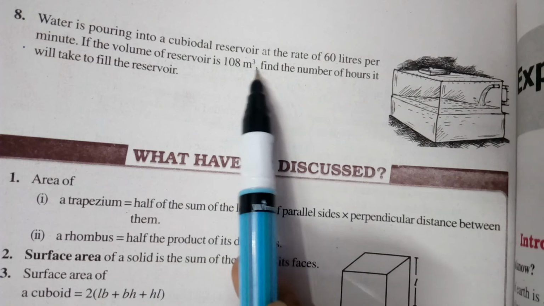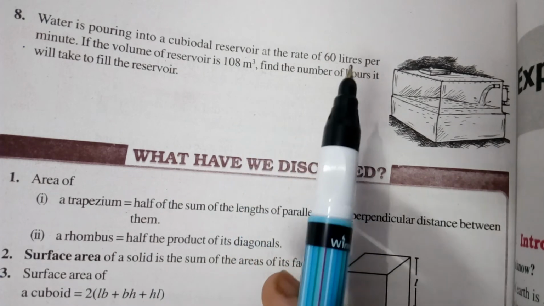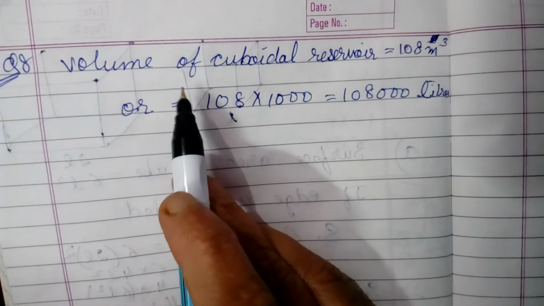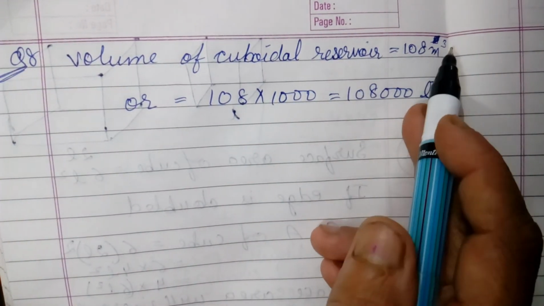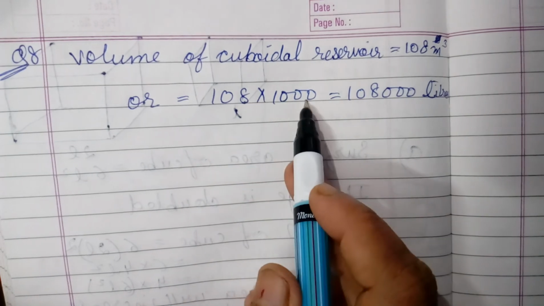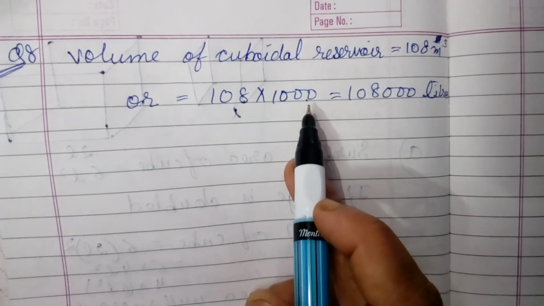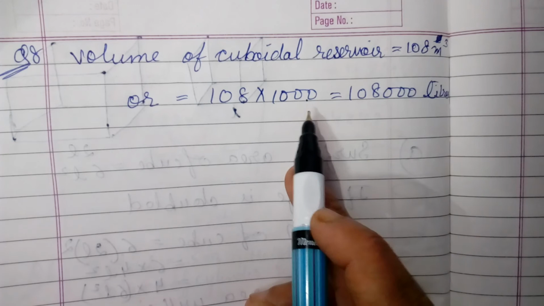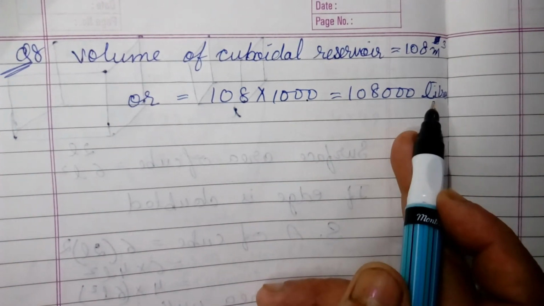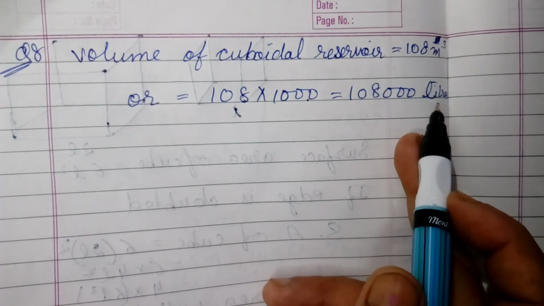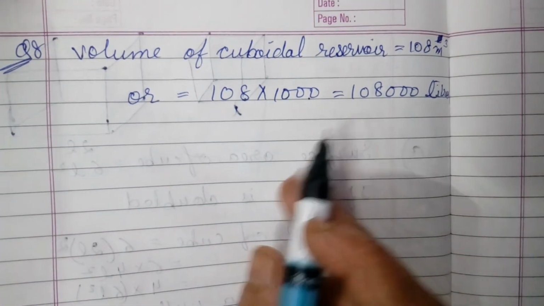First we will convert the units to make them similar. Now see, volume of the cuboidal reservoir is 108 meter cube, or if we multiply with 1000, we have already done 1 meter cube is equal to 1000 liters. So when we multiply by 1000, we will be able to convert into liters. Now volume is in liters.